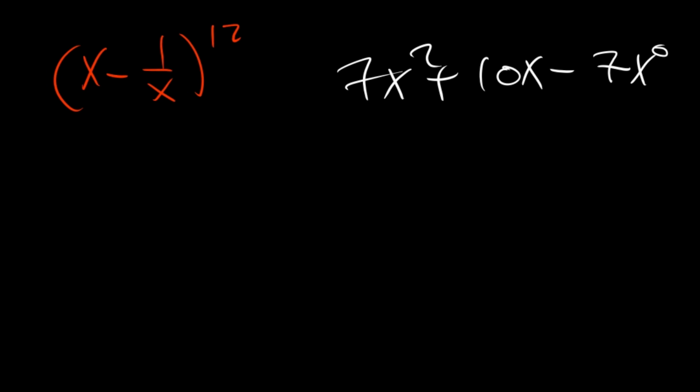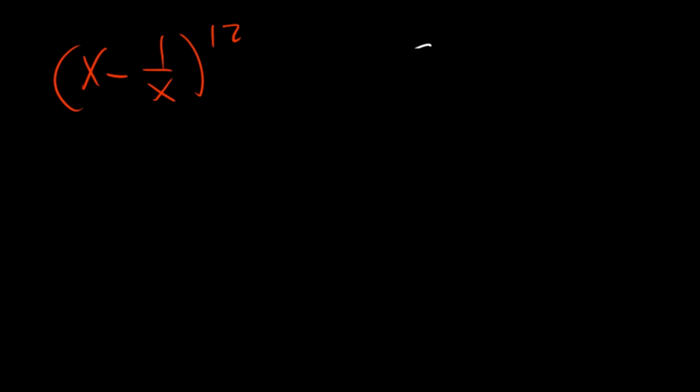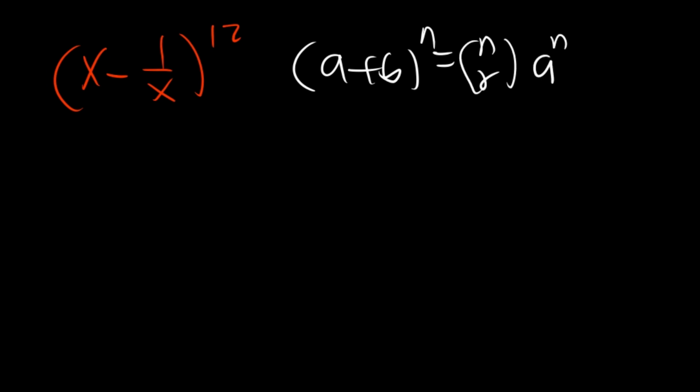So what we have to do is we use the formula from the binomial theorem. So a plus b raised to the power n is given by the formula n choose r, a raised to the power n minus r, b to the power r. You need to know this formula. It's very important. In this case, a is x, b is negative 1 over x, n is 12. We don't know r. Our goal is to find r.